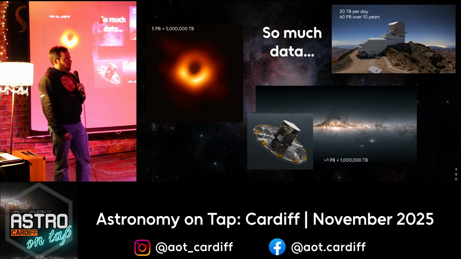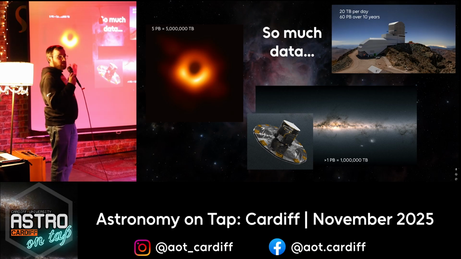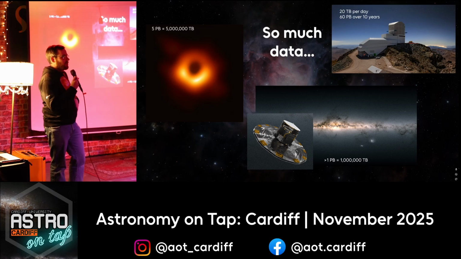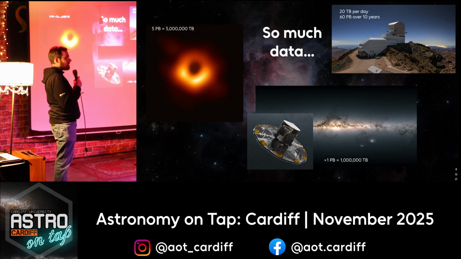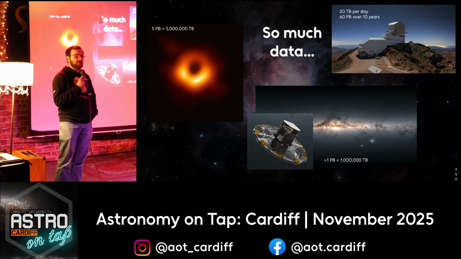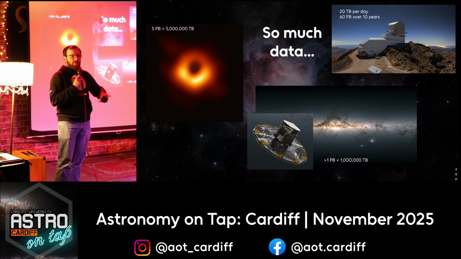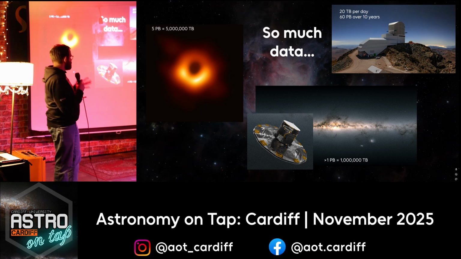Here are just a few sort of observations with galaxies. Up on the left, you'll see the fuzzy orange donuts from a few years ago, the supermassive black hole at the center of M87. That single image came from 5 petabytes of data from radio telescopes around the world. 5 million terabytes. The Gaia mission at the bottom there, mapping stars in our local area of the galaxy, that's done 1 petabyte over about 10 years.